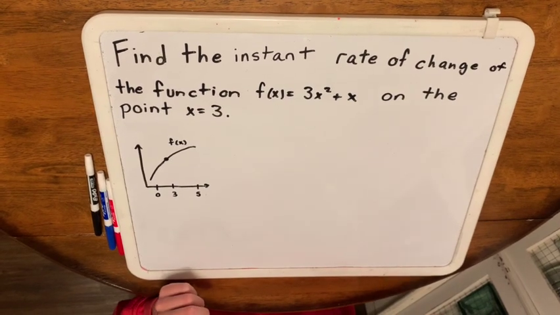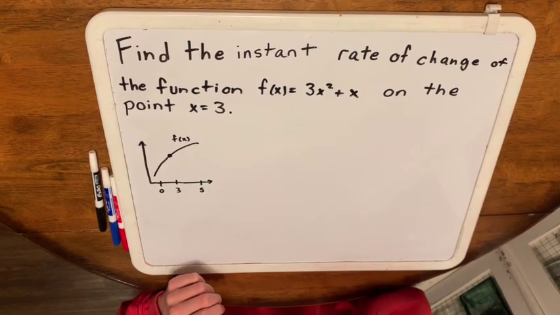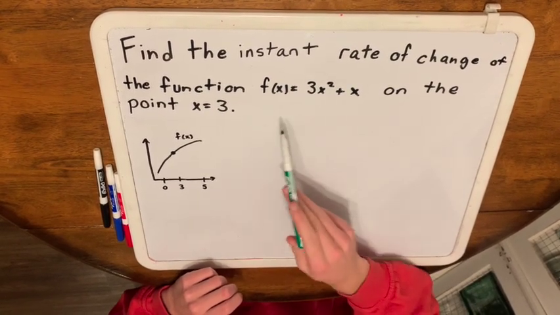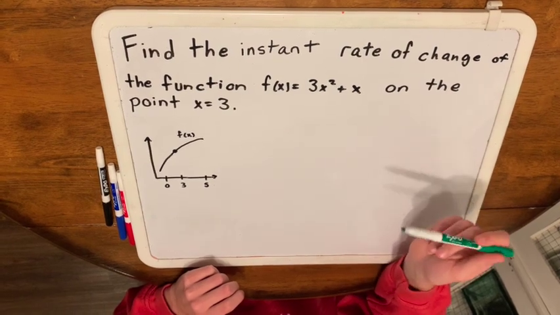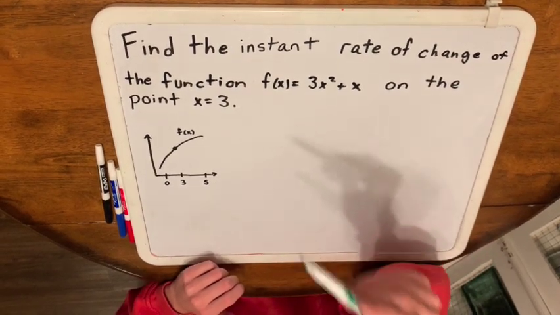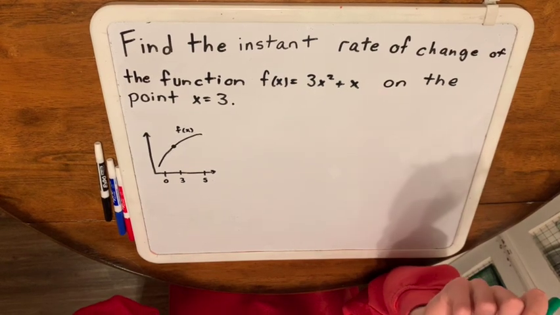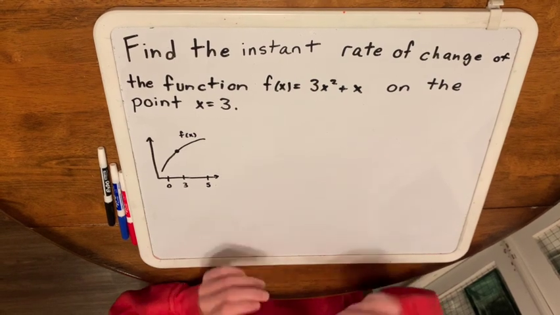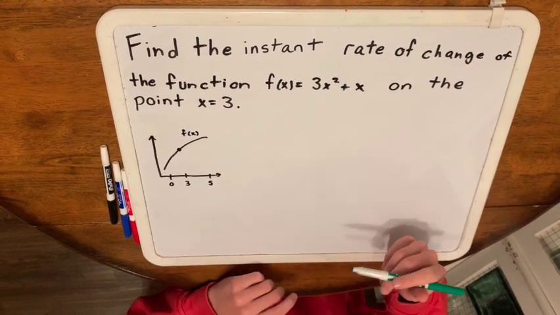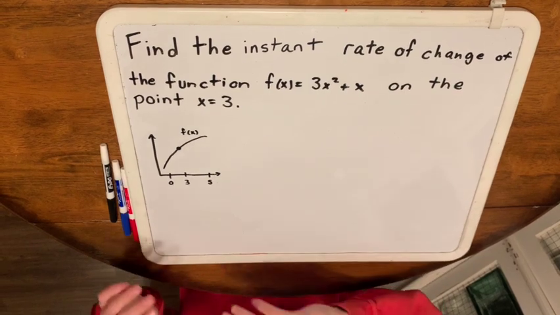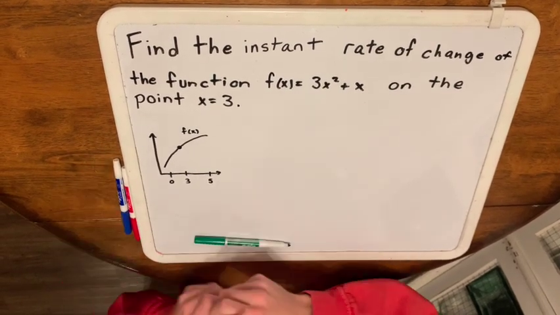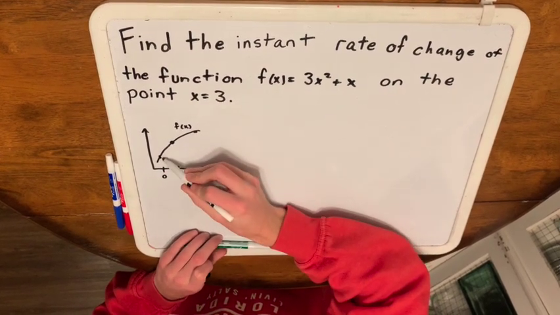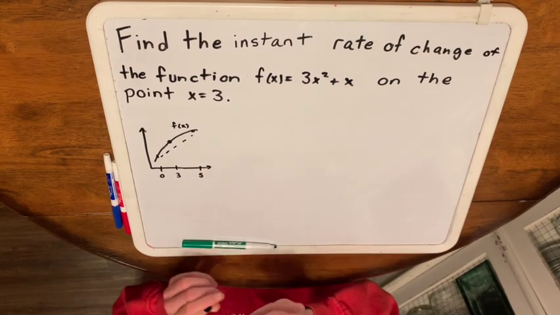All right, and we're moving on to the next example. Here we're going to find the instantaneous rate of change of the function f of x equals 3x squared plus x at the point x equals 3. As you can see, this is the exact same function that we used for the last one with the average rate of change, so you can see the difference between average and instantaneous. On the average, where we had these 2 points, 0 and 5, we were finding the average, which is, as you recall, the slope of that line right here.